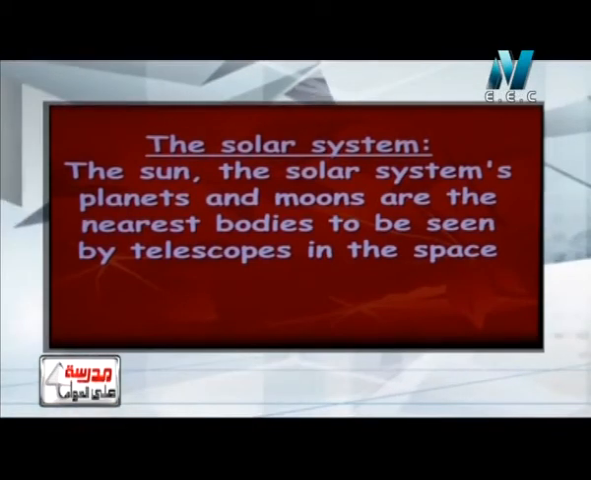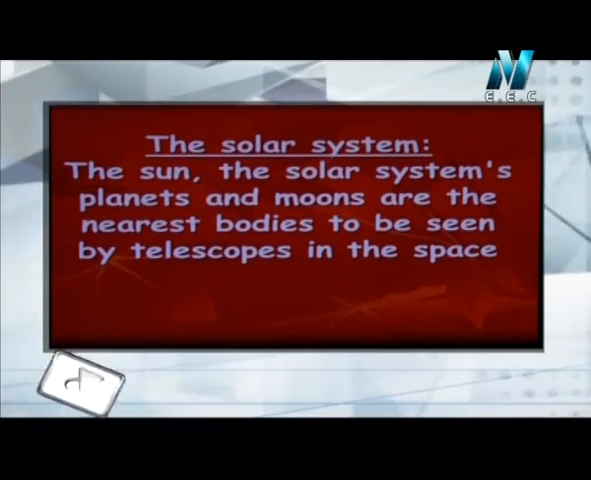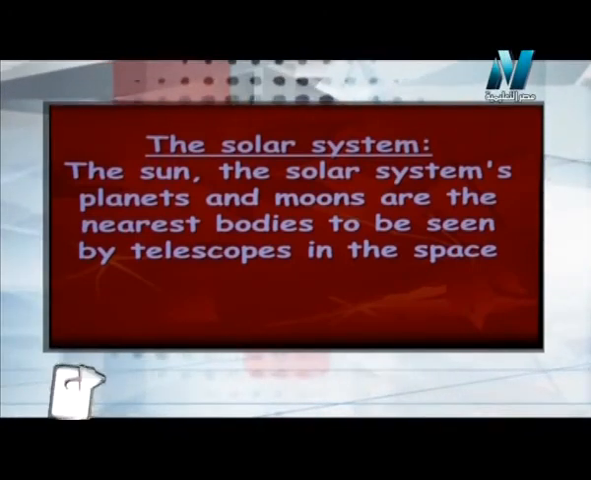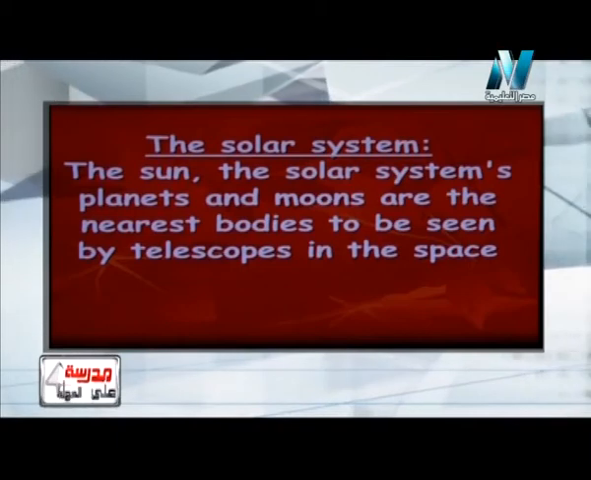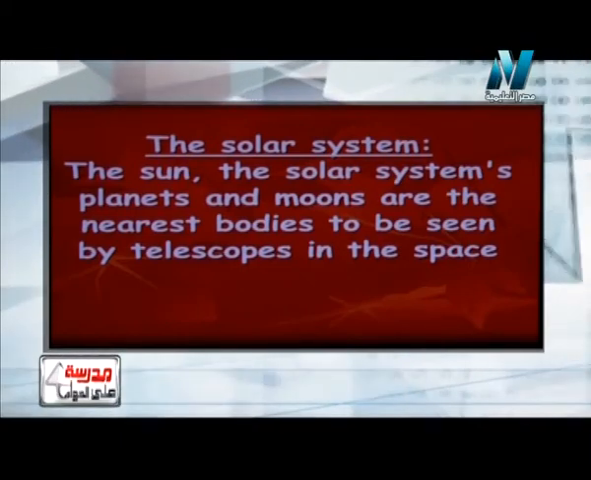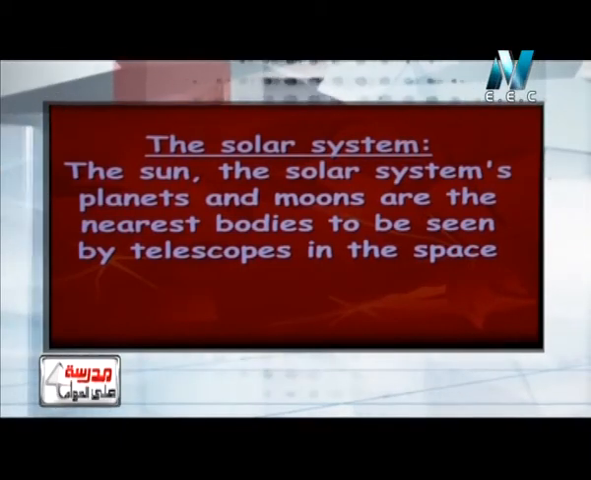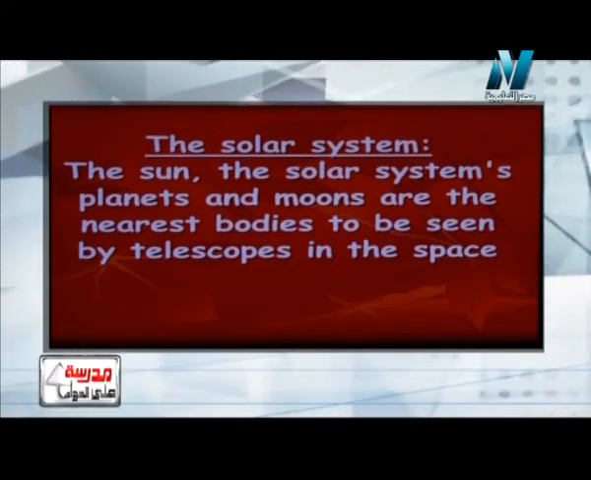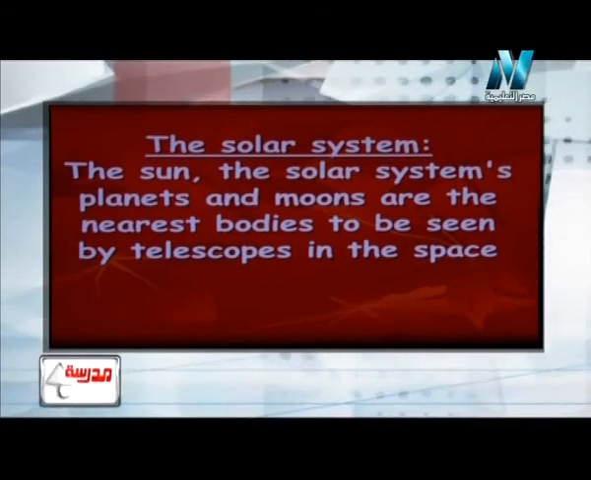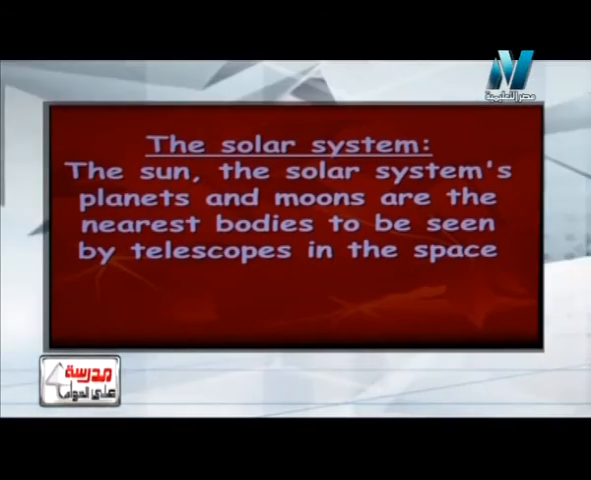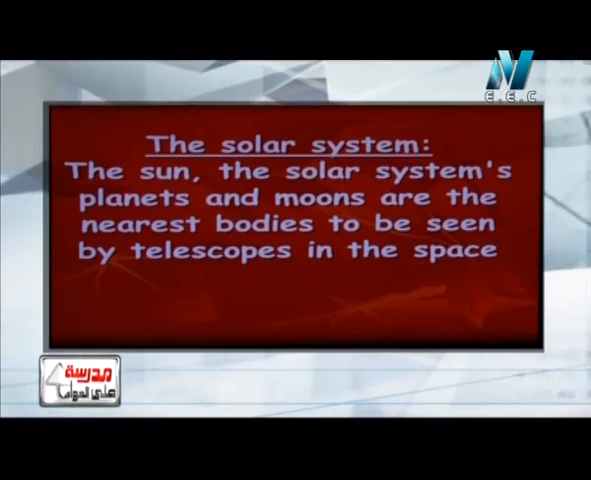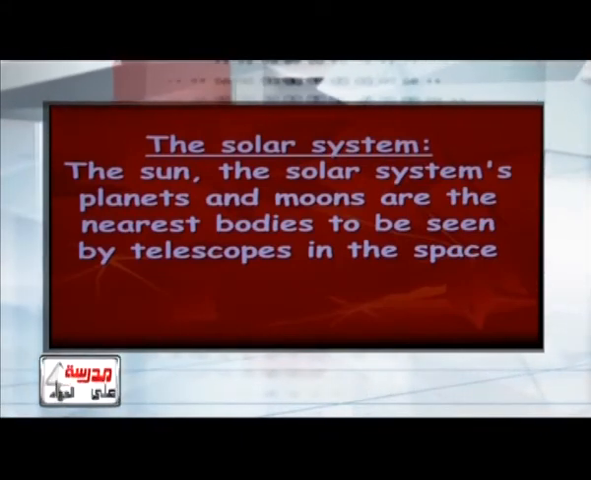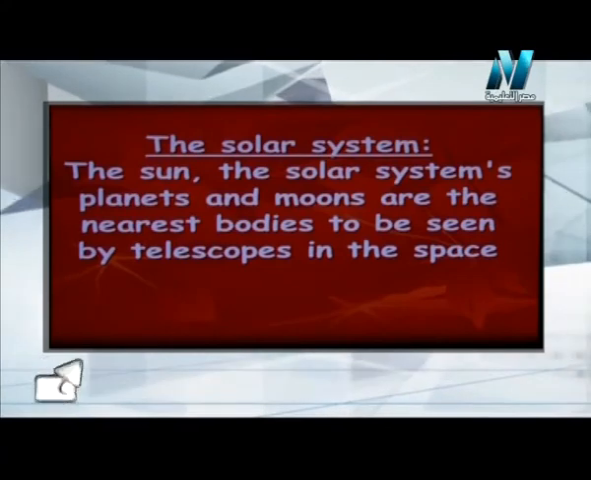So what is the solar system? It is the sun, the planets, the moons, and the nearest bodies to be seen by telescope in space. We can see the planets and the moon because they are found in our solar system, the one we live in, and they are the nearest bodies to be seen by telescope in space. So again, the solar system includes the sun, the 8 planets, and also the moons which are found in it.